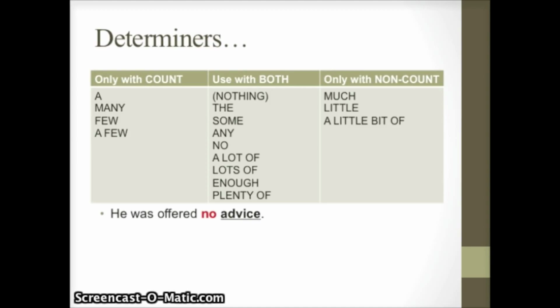Here you can see he was offered no advice. No, the determiner, is modifying advice, which is non-count. Again, the same thing. No textbooks were used in this class. Textbooks is countable, but we're using the same determiner, no, in front.